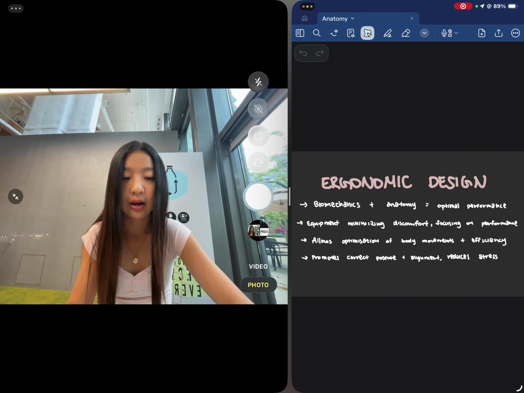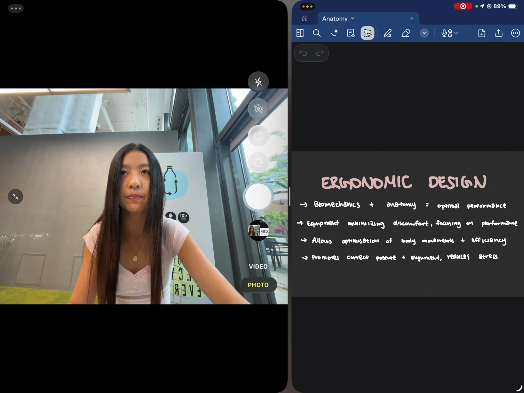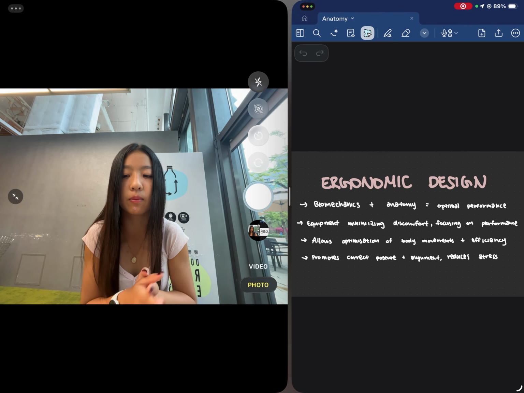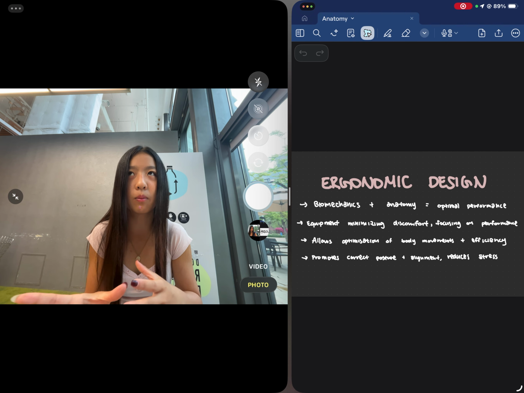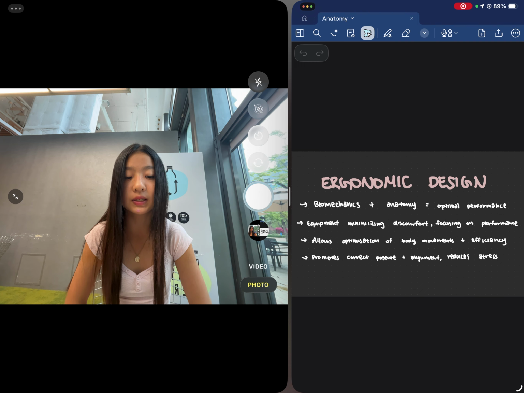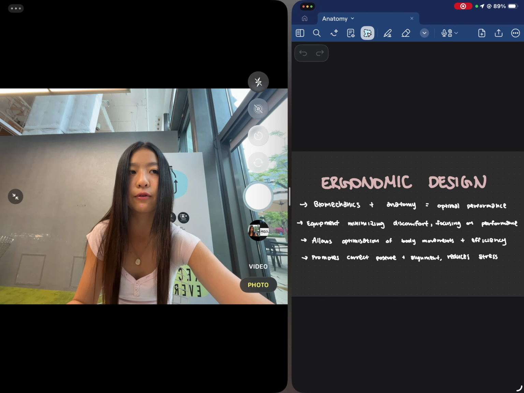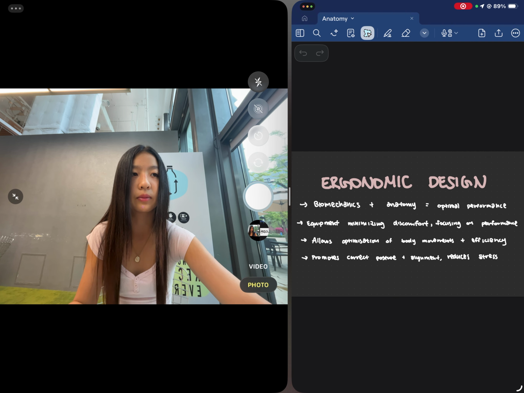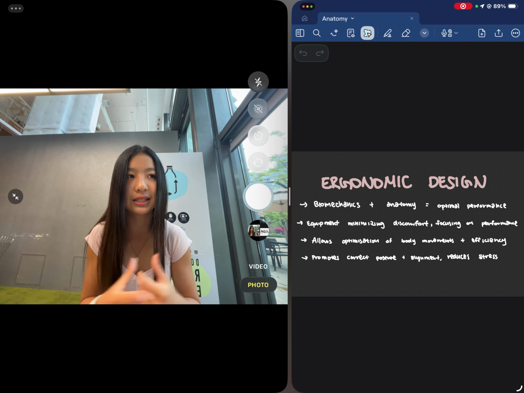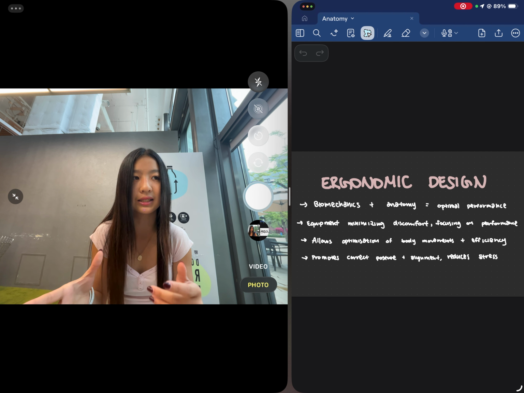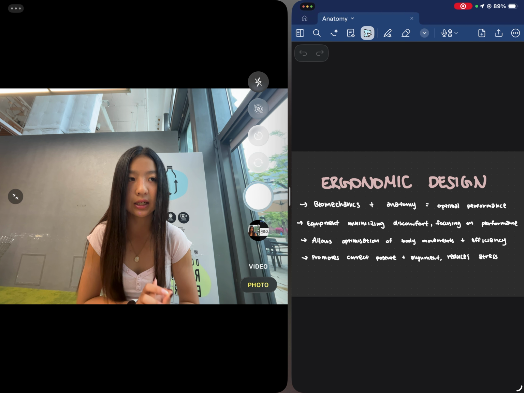Ergonomic design is kind of the combination of biomechanics and anatomy. So just taking into account how our body is built and then how we can design things to provide us with better results and optimal performance. So ergonomic design stresses equipment that minimizes discomfort and focuses on performance. This means that when we are able to craft equipment that reduces discomfort, we can focus on performance instead of expending energy on unnecessary discomfort or fatigue.